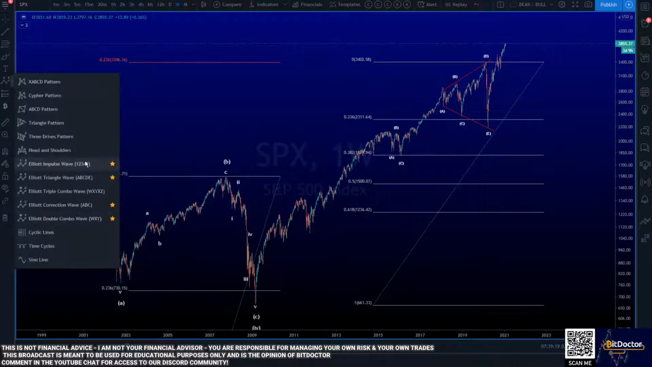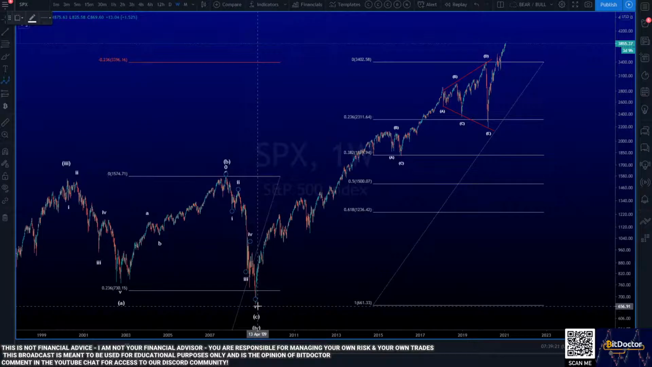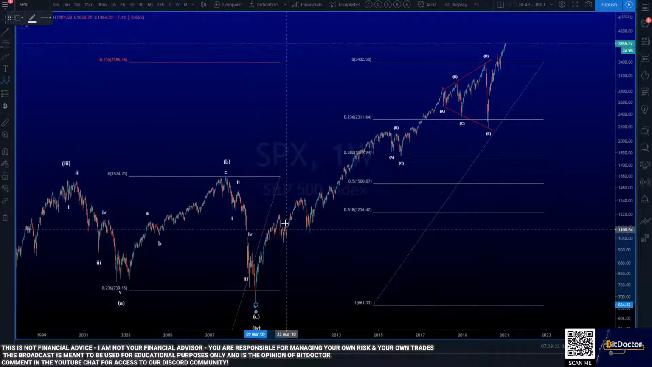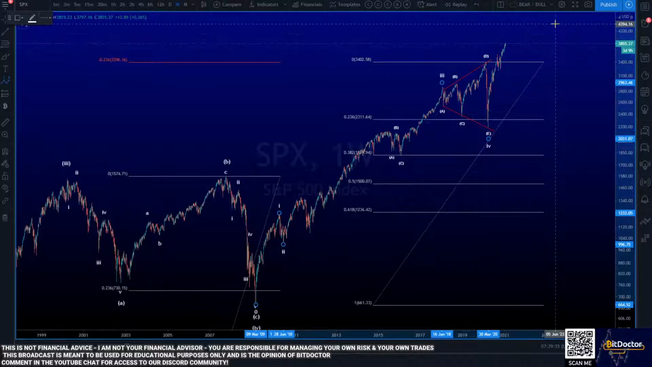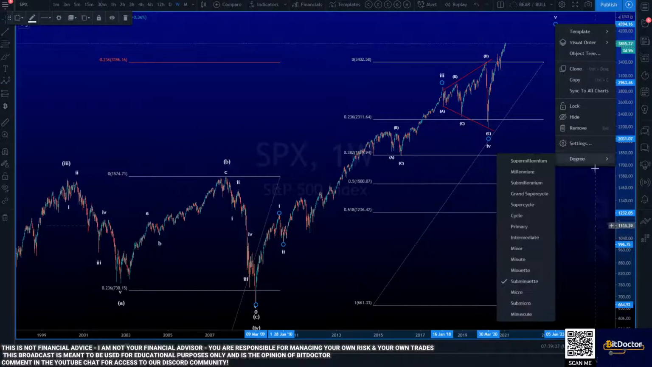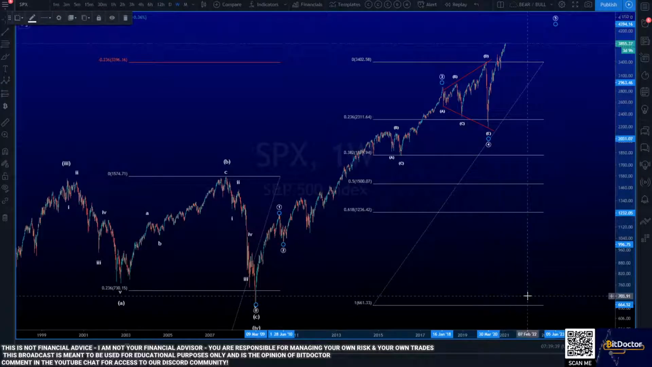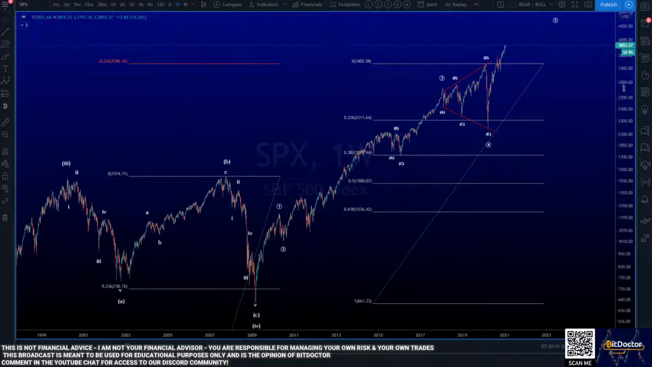So off of this low here, what I'm seeing is a 1, 2 right here. And then I believe the 3 was right here. We've got the 3, we've got the 4, and then we're working on the 5. Let me just change the degree on this guy. We're going to put him right like that.